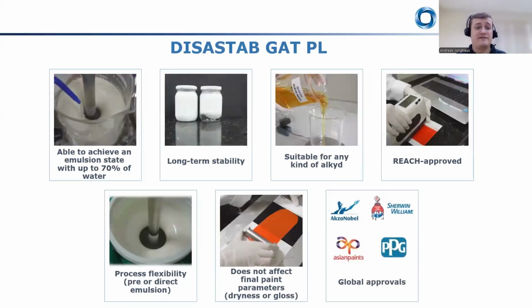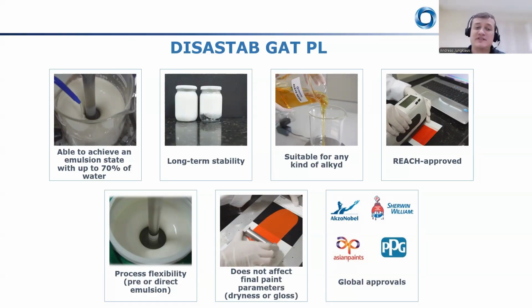Well, what are the advantages of Disastab GTPL in more detail? Here I give you several advantages and you can choose which fits best in your reality. So first advantage is the high water compatibility. Generally, the quantity of water is between 30 to 40%, but we've seen an open road to achieve emulsion states with up to 70% of water. And the first point is that it allows high water content while maintaining a stable emulsion, and this increases formulation flexibility and cost efficiency.